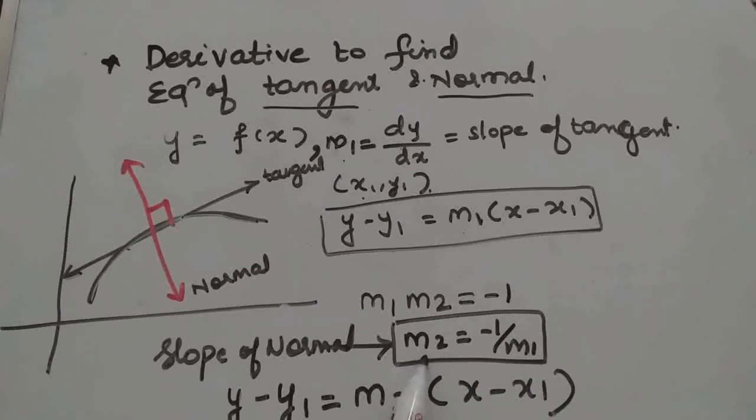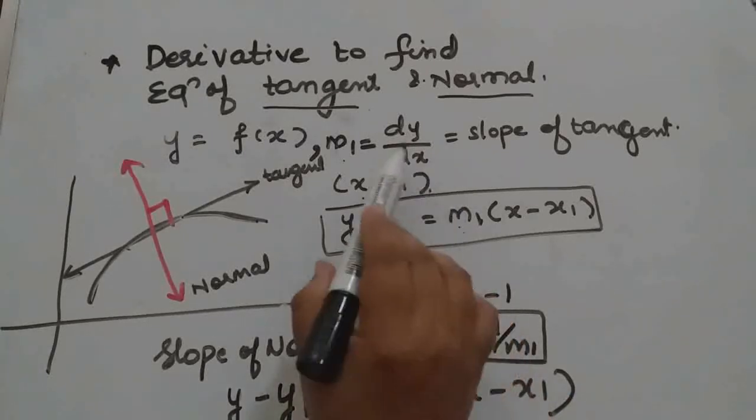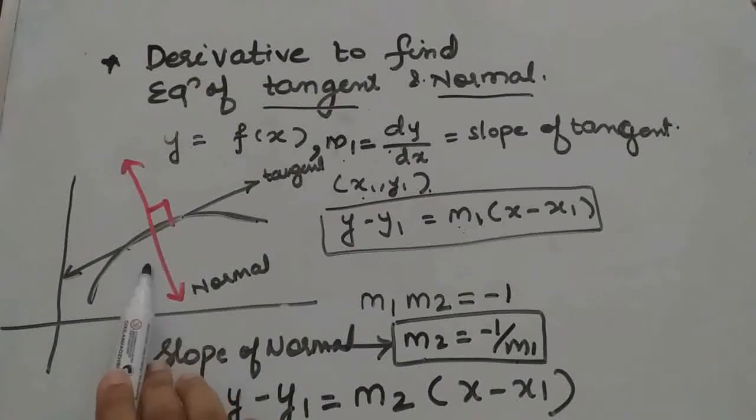And how will you get m2? Minus 1 by m1. And how will you get m1? By finding the derivative. So this is all about the equation of tangent and normal.